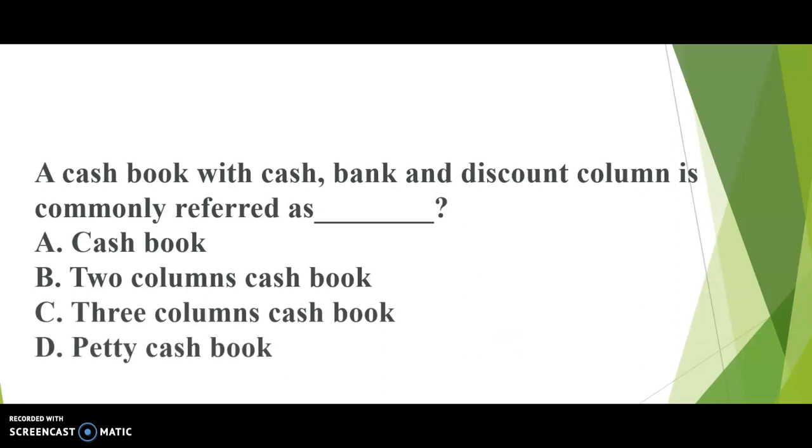As everyone is aware, there are two types of cash book: the single column cash book, and the 2-column cash book, where more than one column is maintained. Mostly cash and bank columns are maintained in this case, and when the cash book has cash, bank and discount columns, it is commonly referred to as a 3-column cash book. So the correct option is C.